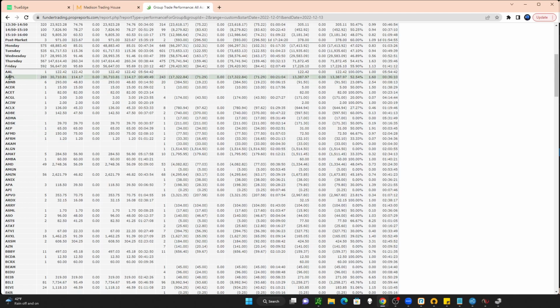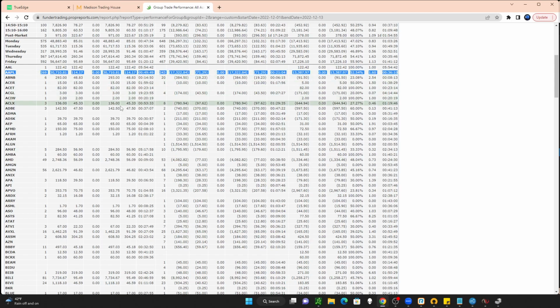Apple is a big symbol that everyone's trading. And looks like you guys are doing okay on Apple. You have enough trades that we can actually take an average. So you're winning 52.54% on Apple. You got a 1.6 reward to risk, and you're holding for about 36 minutes. So Apple seems to be a good stock for you guys to trade.